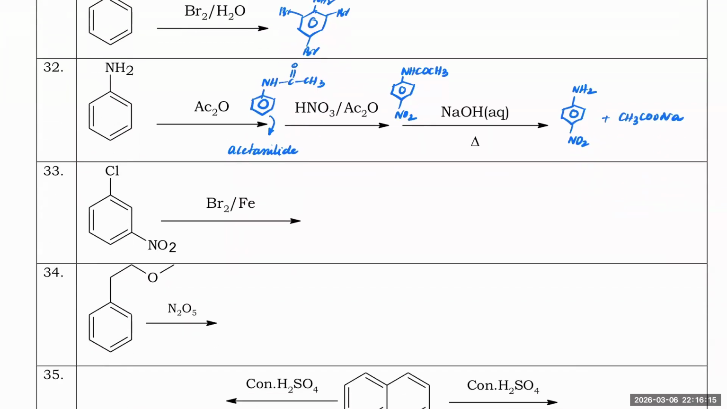Then, as we just discussed, if you have chlorine and NO2, in that case, look more towards Cl. So make Br position here. That will be the major product.